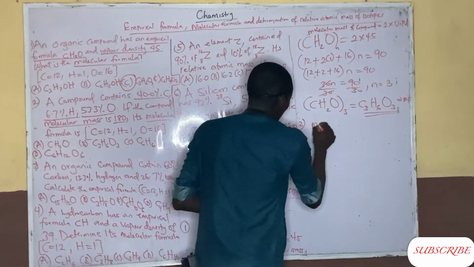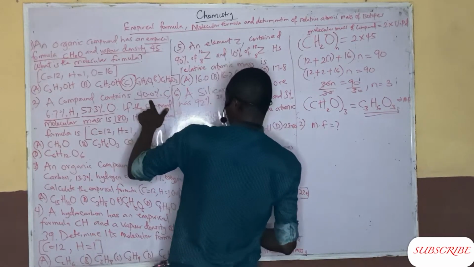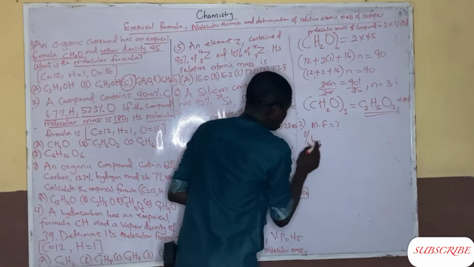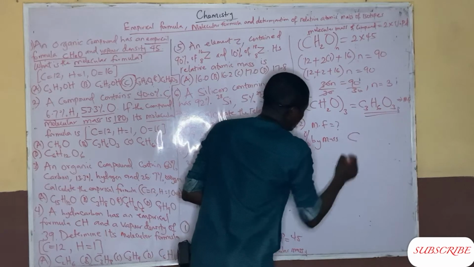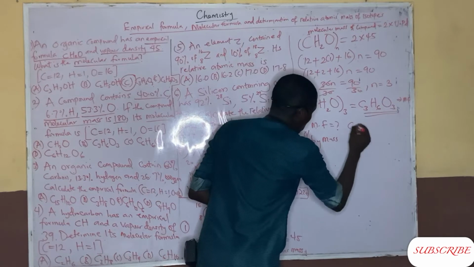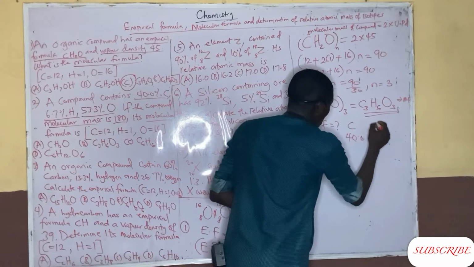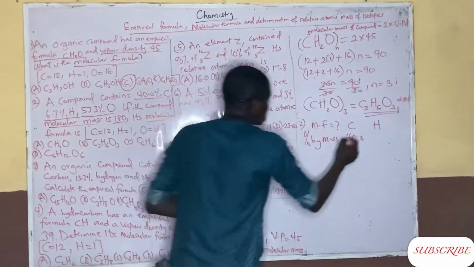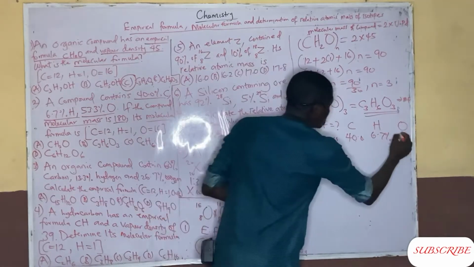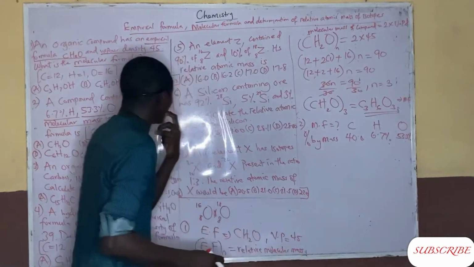Question number 2, molecular formula is unknown, but we are given the percentage by mass of carbon. Percentage by mass of hydrogen was also given. So let's put it: percentage by mass of carbon is 40%, percentage of hydrogen is 6.7%, and percentage of oxygen is 53.3%.